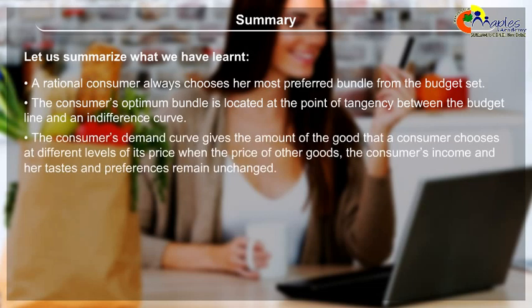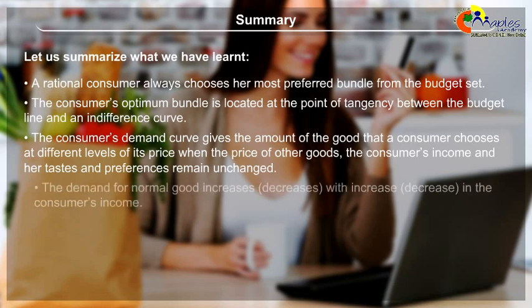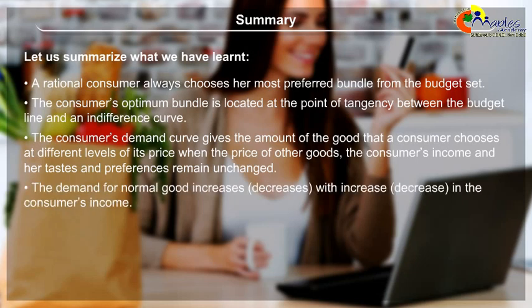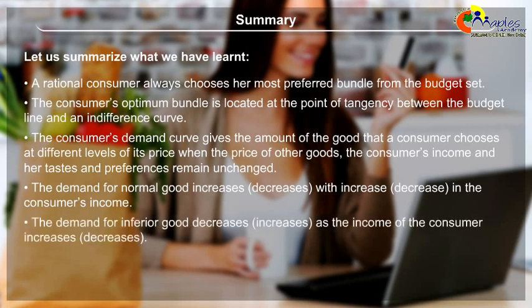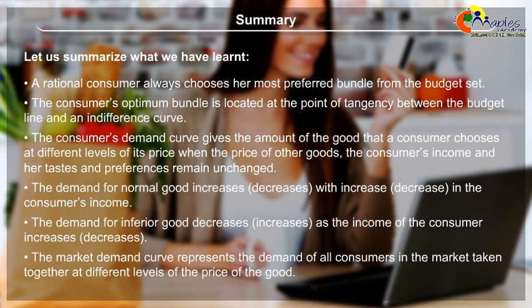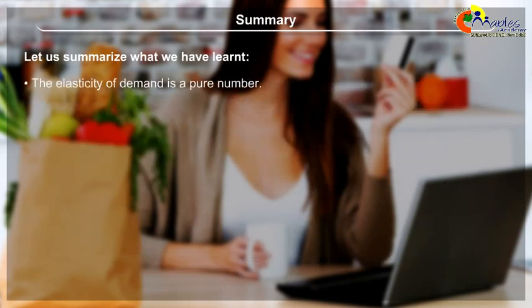The consumer's demand curve gives the amount of the good that a consumer chooses at different levels of its price, when the prices of other goods, the consumer's income and her tastes and preferences remain unchanged. The demand for a normal good increases, decreases, with an increase, decrease in the consumer's income. The demand for an inferior good decreases, increases, as the income of the consumer increases, decreases. The market demand curve represents the demand of all consumers in the market taken together at different levels of the price of the good. The elasticity of demand is a pure number.